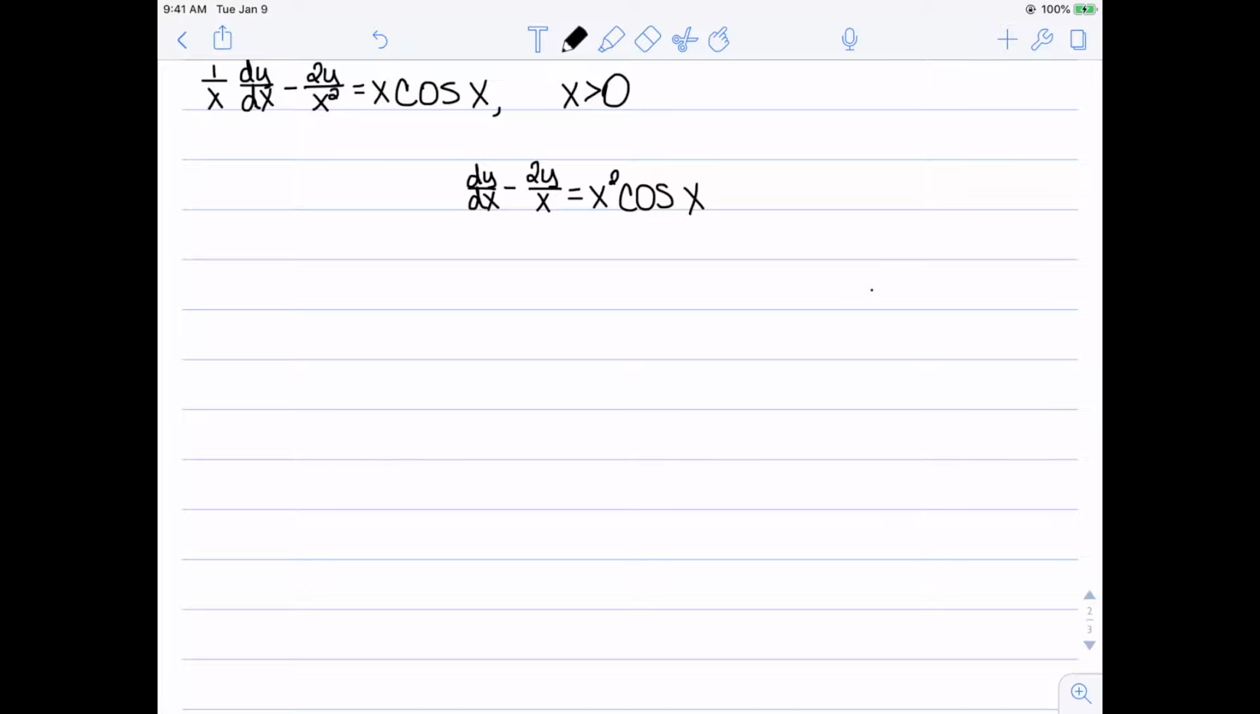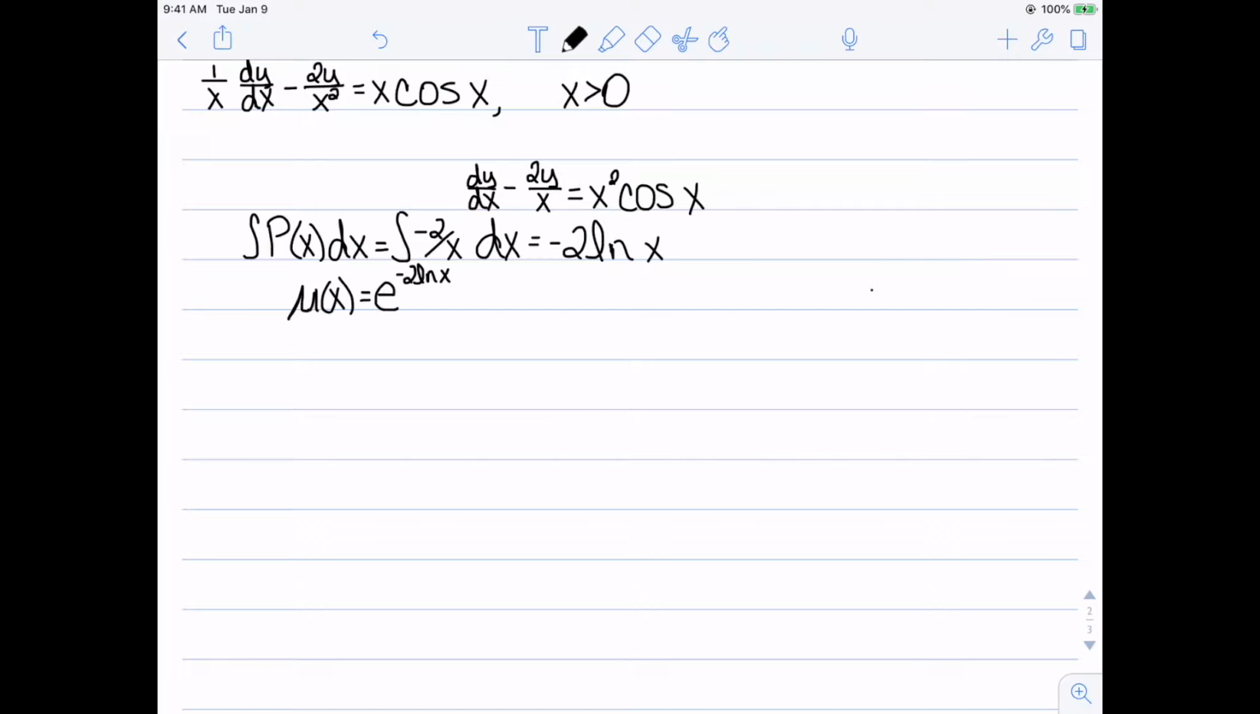I then need to find my integrating factor. So we'll start with the integral of p of x. We have that the integral of p of x is going to be the integral of negative 2 over x dx, which should be negative 2 times ln of the absolute value of x. However, since I know x is always greater than 0, we're just going to write this as negative 2 ln x. We then have that mu of x is equal to e to the negative 2 ln x.